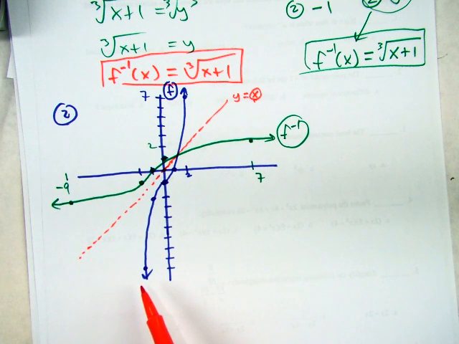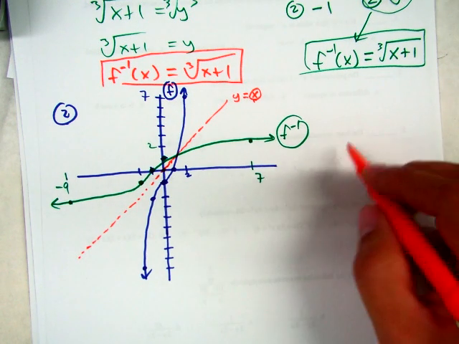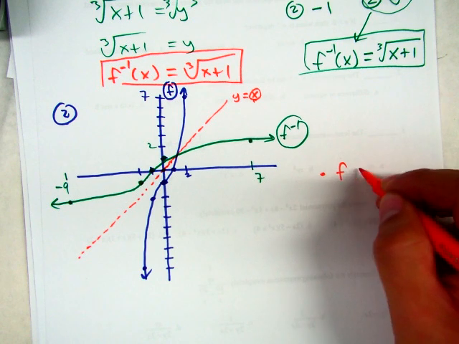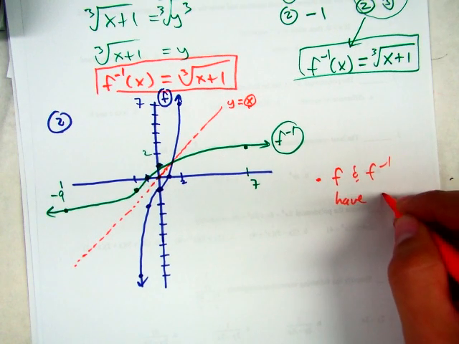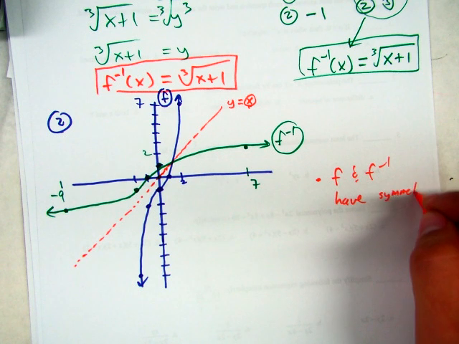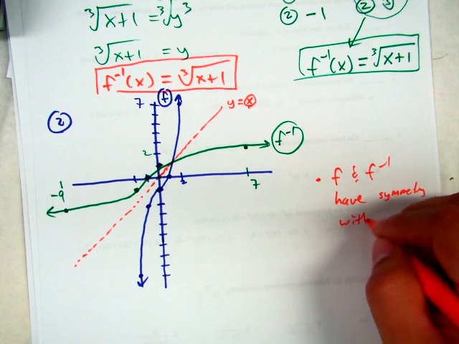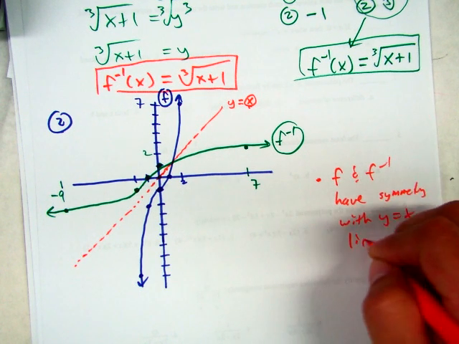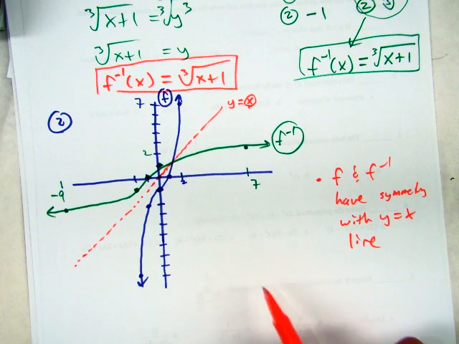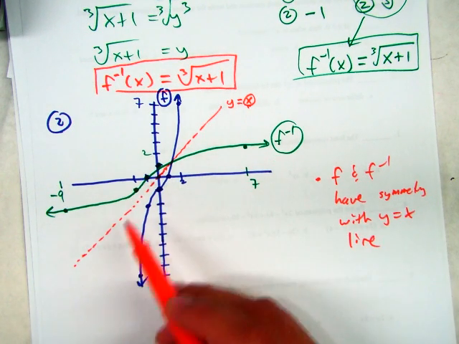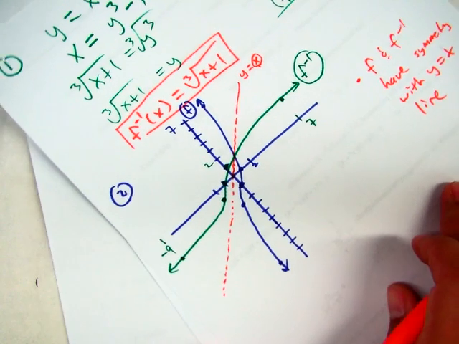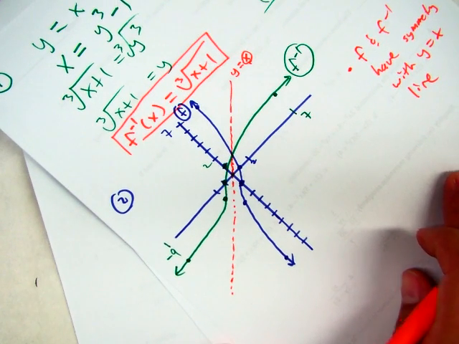Okay, so a very good thing to write here is that the graphs f and f inverse have symmetry with the y equals x line. It's like a mirror. So if you want to know if you graphed things correctly, you should be able to take that diagonal y equals x line and it should look like a mirror. Do you guys see what I'm talking about? Okay.